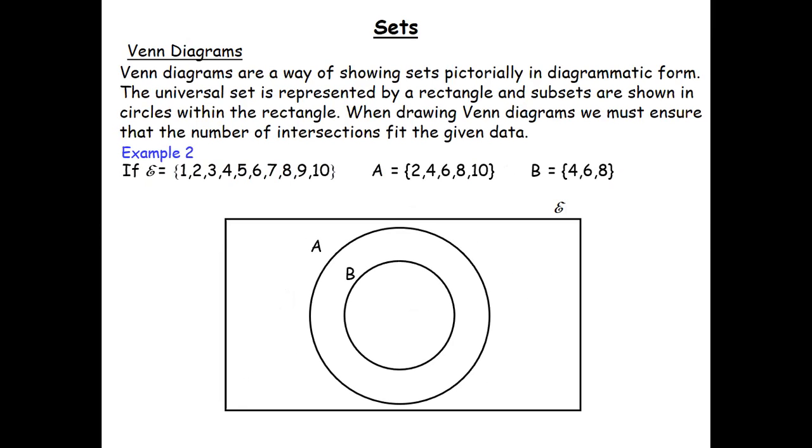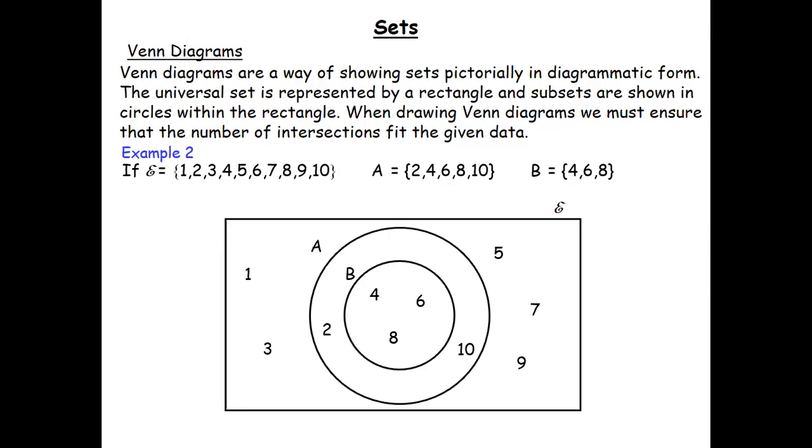Now to show this data pictorially, we've got the rectangle, which is the universal set, and a bigger circle to show set A and a smaller circle to show set B. Set B has 4, 6, 8. Set A has 2 and 10. Remember, 4, 6, 8 is common to both, so it's not repeated.